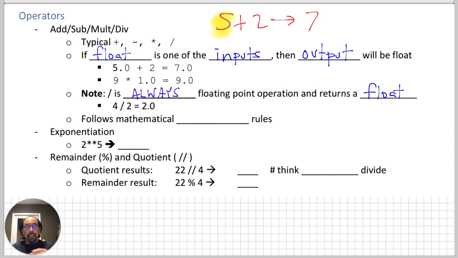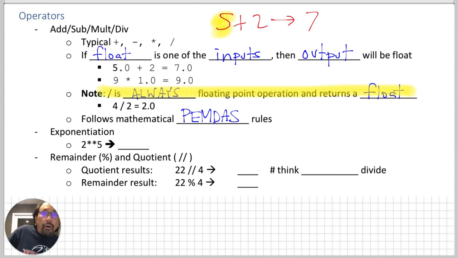Now the division sign is special. This will always be a floating point. So if I say integer 4 divided by integer 2, it will be a floating point answer. Okay, so that's a little special case. Plus, subtraction, multiplication, it works according to what I set up here. But this single slash always is floating point. Now, all of this follows the normal PEMDAS ordering.